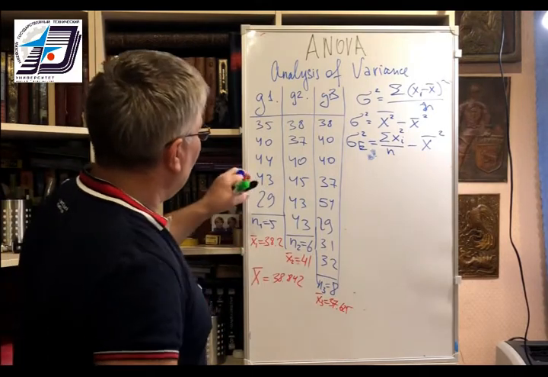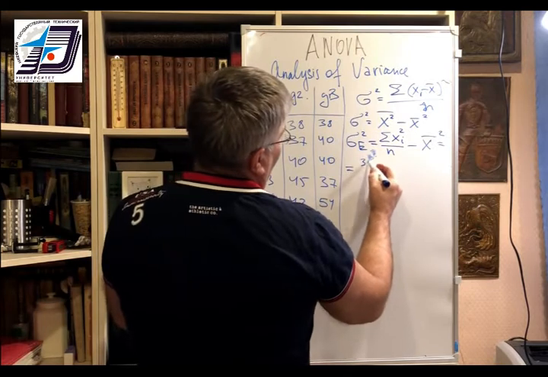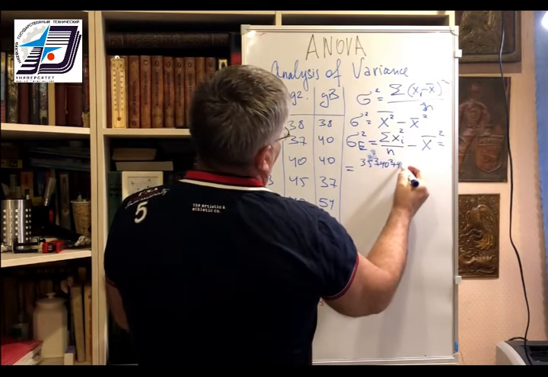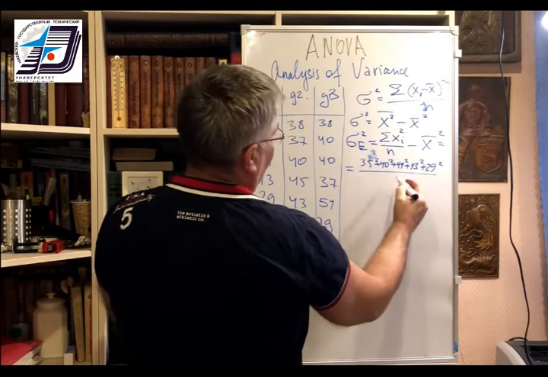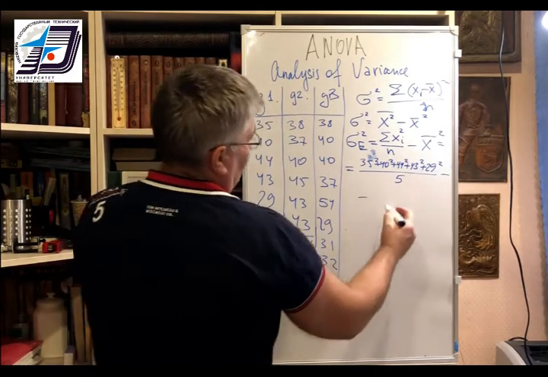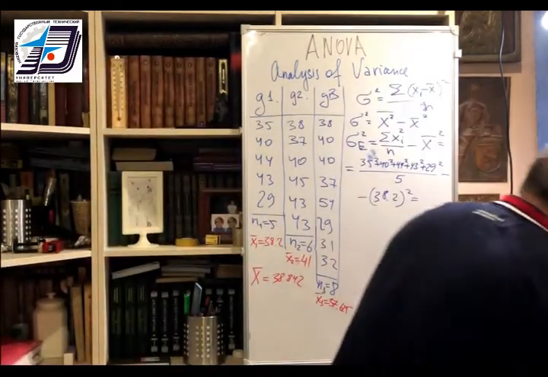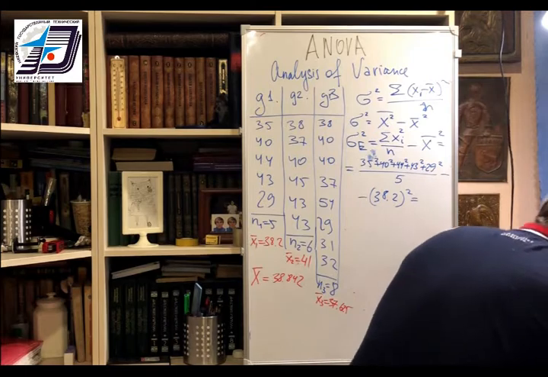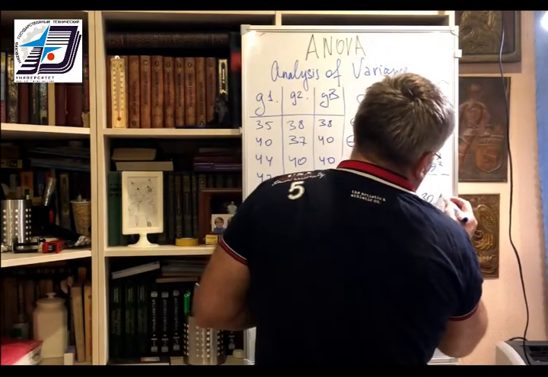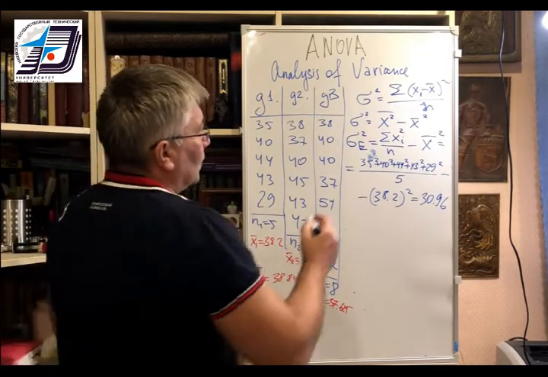For the first group, it is 35 squared plus 40 squared plus 44 squared plus 43 squared plus 29 squared over 5, minus 38.2 squared, and it is, according to my calculation, I used Excel, 30.96. Okay, it is the first one.